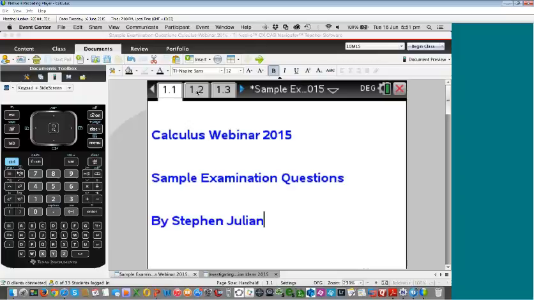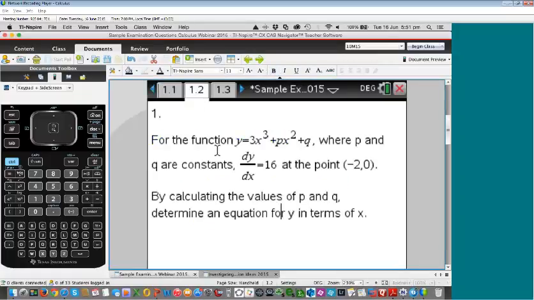So I'll look at the first question, which is for the function, and again, this is a pretty standard type of exam question, often comes up in both non-calculator and calculator-assumed sections. For the function y equals 3x cubed plus px squared plus q, where p and q are constants, dy/dx, so the gradient, is 16, and the point is (-2, 0). By calculating the values of p and q, determine an equation for y in terms of x.